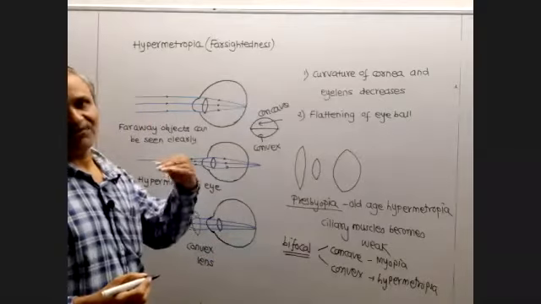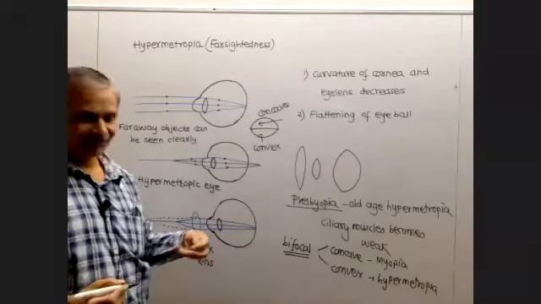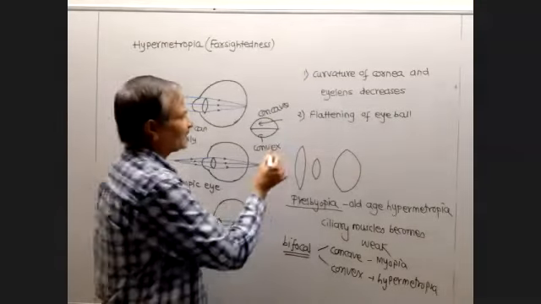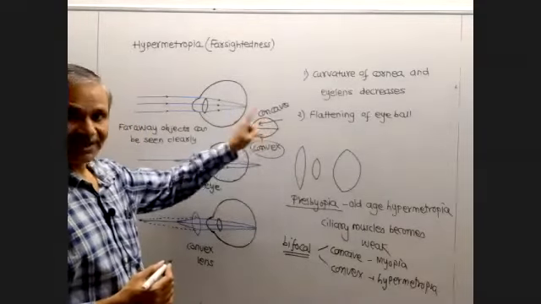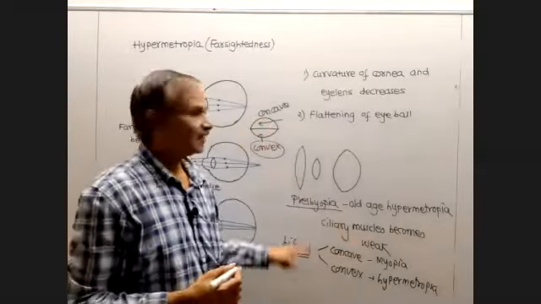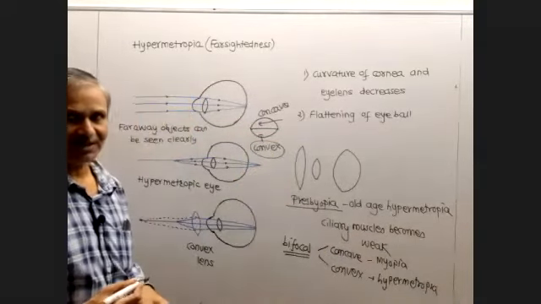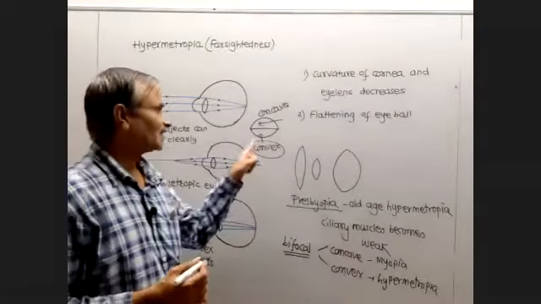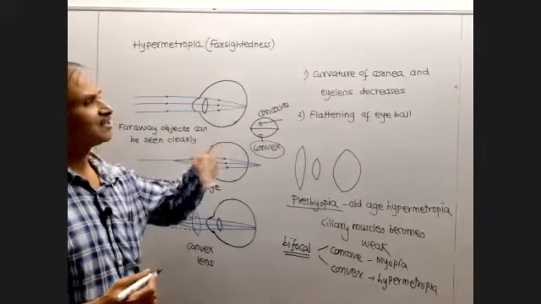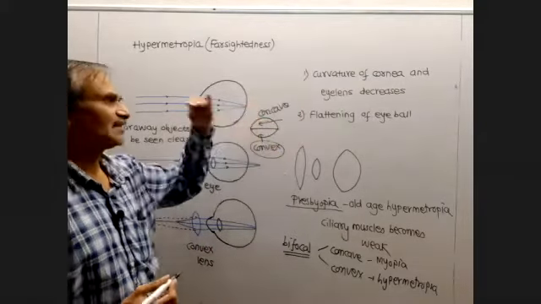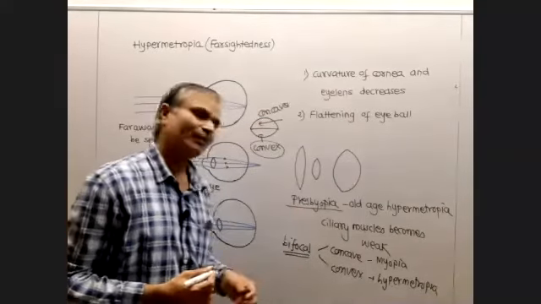Whenever they want to see the far away objects, they will see through the upper part. And whenever they want to see the nearby objects, they will see through the lower part. Because the upper part is concave, it is for the correction of myopia, and the lower part is convex, that is for the correction of hypermetropia. To see the nearby objects, the convex lens, that is the lower part, should be used. And to see the far away objects, the concave lens, that is the upper part, should be used. So this is regarding presbyopia.